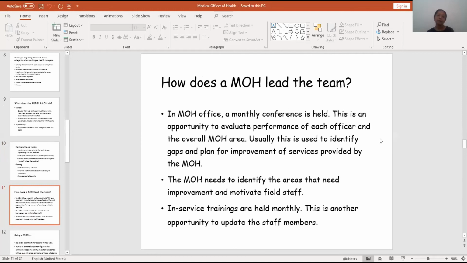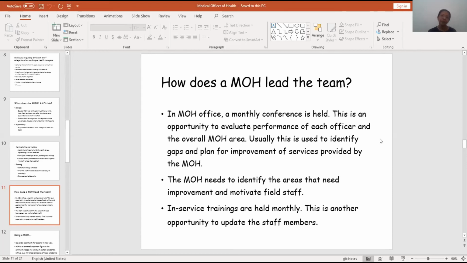How does the MOH lead the team? So in the monthly conference, we have a monthly conference once a month where all of our field workers meet. And as an MOH, we have to be there from the beginning to end. That is a must. What are the things to be discussed? We should have an agenda for the monthly conference.